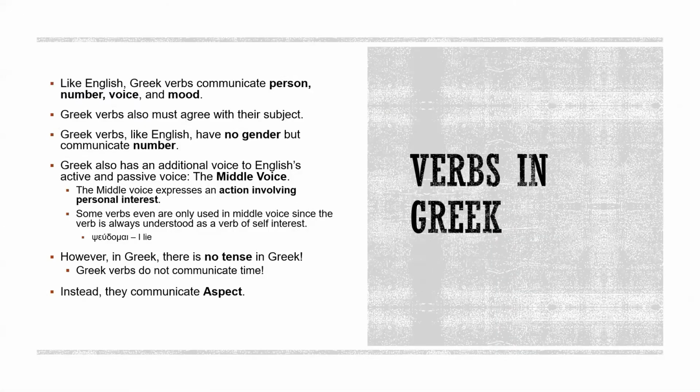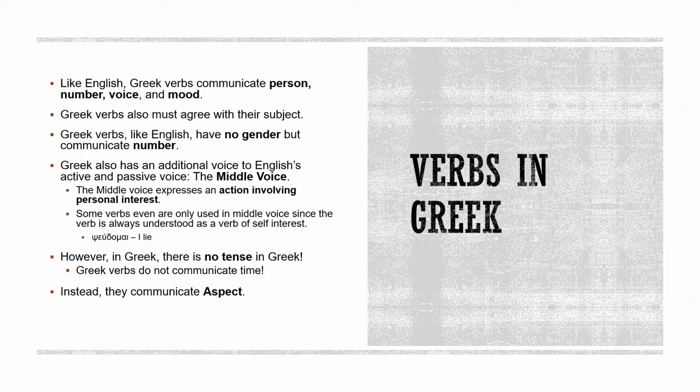Now for Greek, like English, Greek verbs communicate person, number, voice, and mood. Greek verbs also must agree with their subjects, along with English. Greek verbs, like English, have no gender, but communicate number like English does sometimes, but Greek is more intensive.